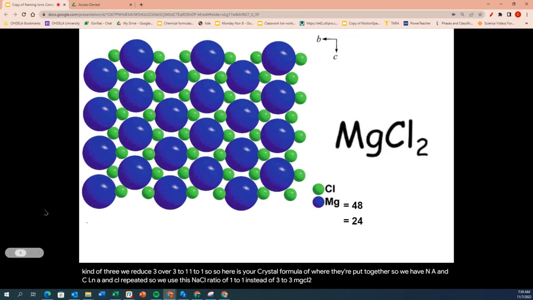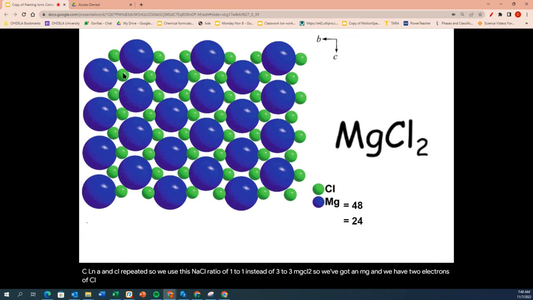MgCl2, so we've got an Mg, and we have 2 ions of Cl. So we have a formula. Here we have 24 Mgs and 48 Cls. I have it the other way around. Yeah, 24 and 48, and so we can reduce that to 1-to-2.